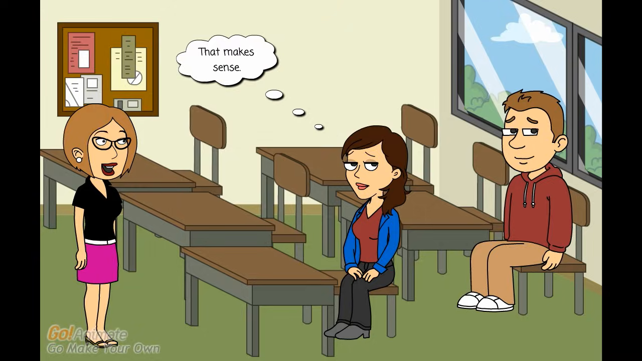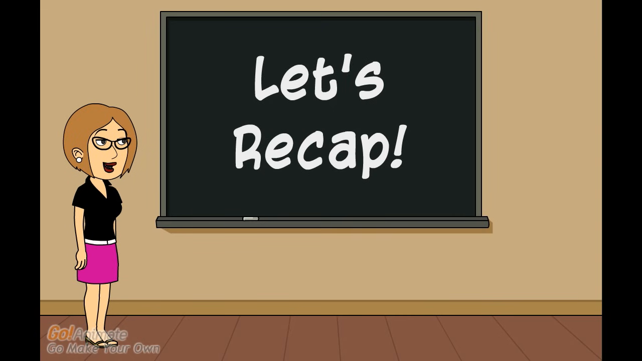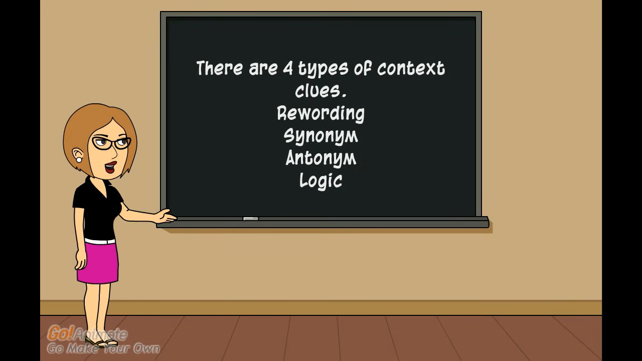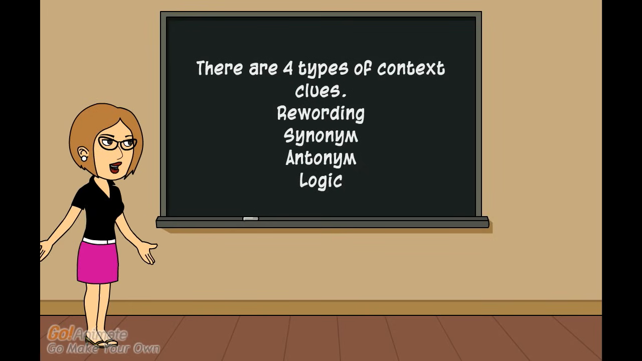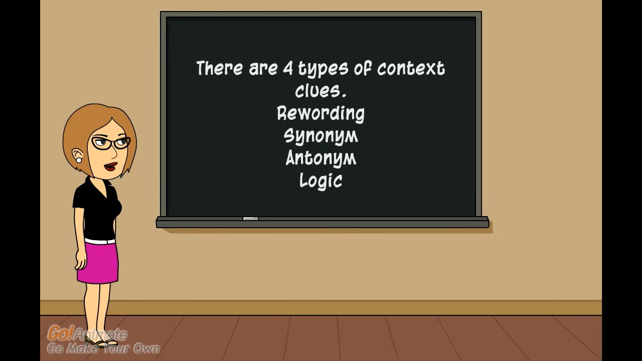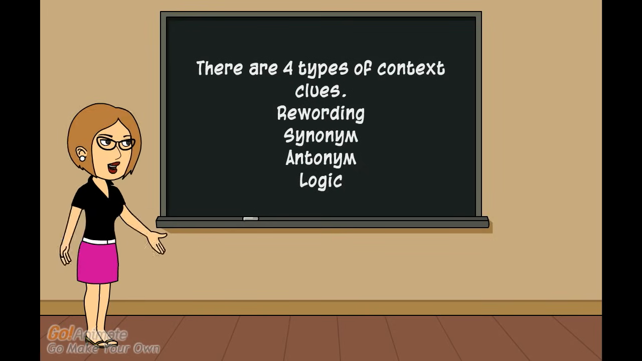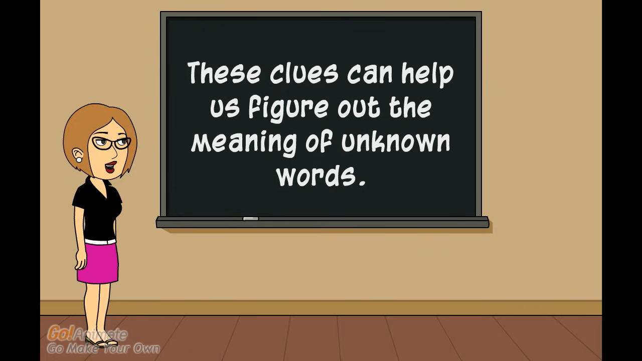That makes sense. Let's recap. There are 4 types of context clues: rewording, synonym, antonym, and logic. These clues can help us figure out the meaning of unknown words.